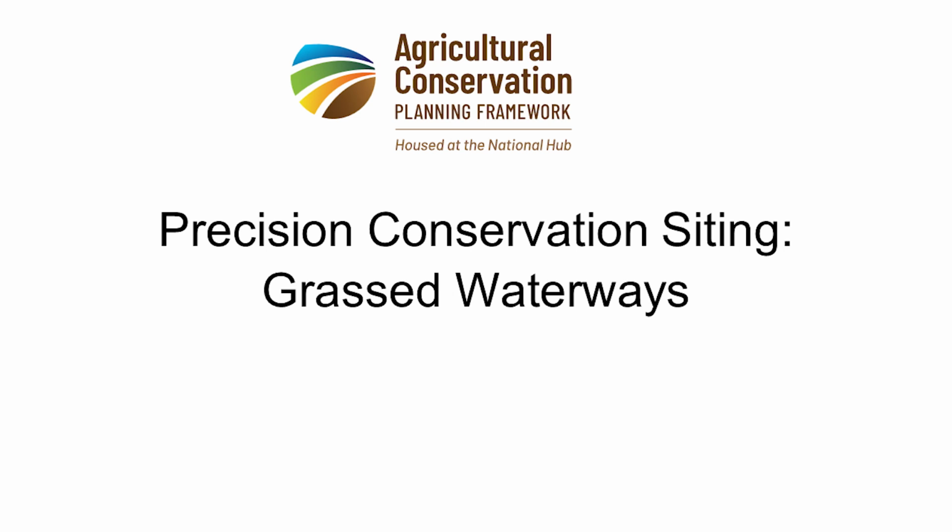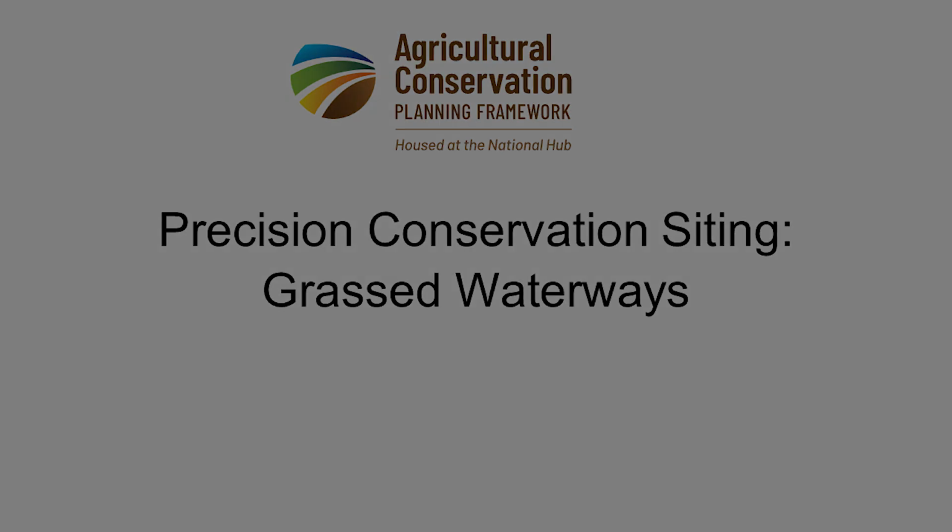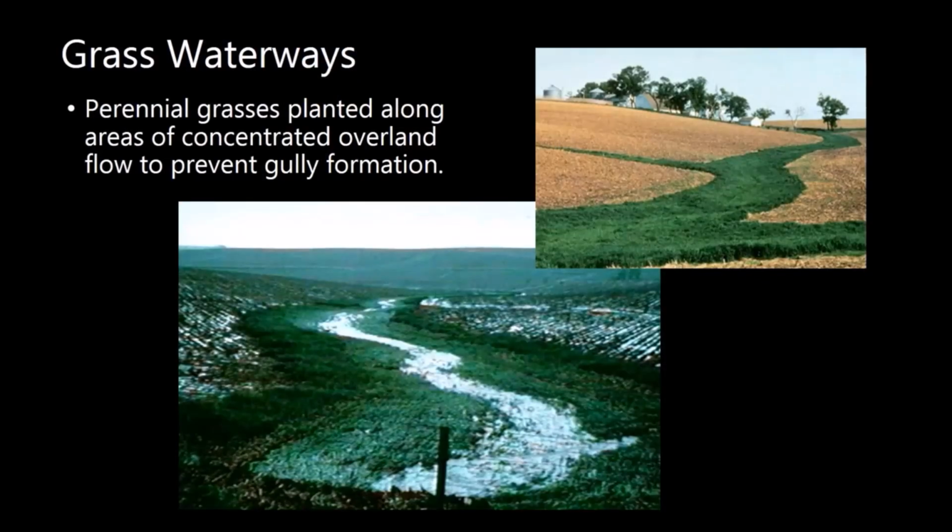In this video, we're going to discuss the Grassed Waterways Tool. This is the fifth tool in the Precision Conservation Siting Practices section of the ACPF Toolbox. Previously, you should have already run the More Terrain Derivatives tool, as those outputs will be needed to run the Grassed Waterways tool. Grassed waterways are strips of perennial grass planted along areas of concentrated flow, and they really help with preventing gully formation and capturing some sediment before reaching the stream or ditch further downstream.